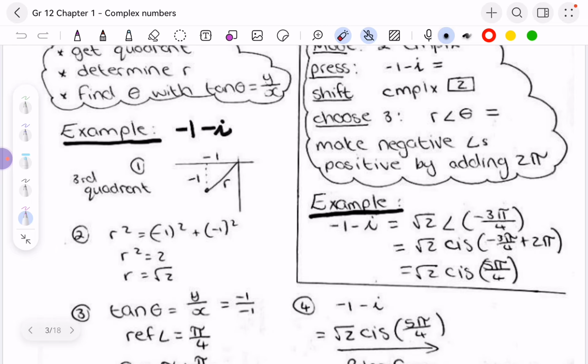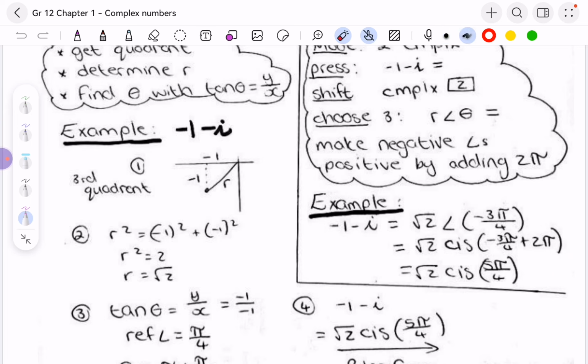It's going to give you the R and the angle. For example, if you type in this -1, -I into your calculator, it's going to give you something that looks like this. So that means square root 2 is my R value, cis, and my angle is the one over here. They gave you a negative angle. You can make it positive by adding 2 pi. Remember, we can add 360 anytime to an angle. If I don't like negative angles, we can add 360, which is the same as 2 pi.